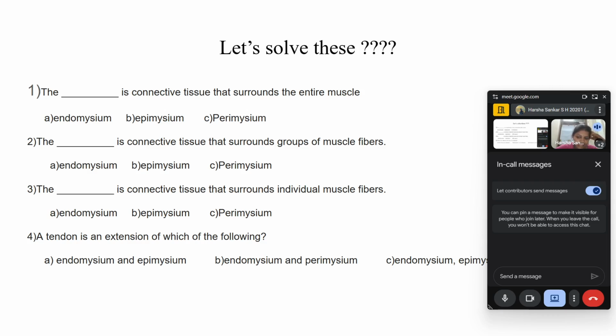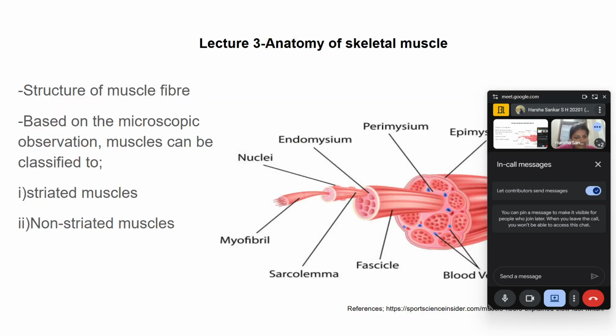So the correct answer is, should I go back to the figure again? This one. Group of muscle fiber is surrounded by, what is written on the screen? So group of muscle fiber is surrounded by perimysium. So entire muscle is surrounded by epimysium. Group of muscle is surrounded by perimysium.